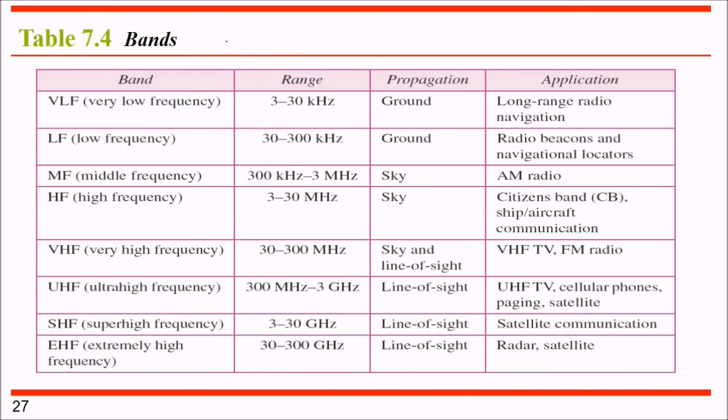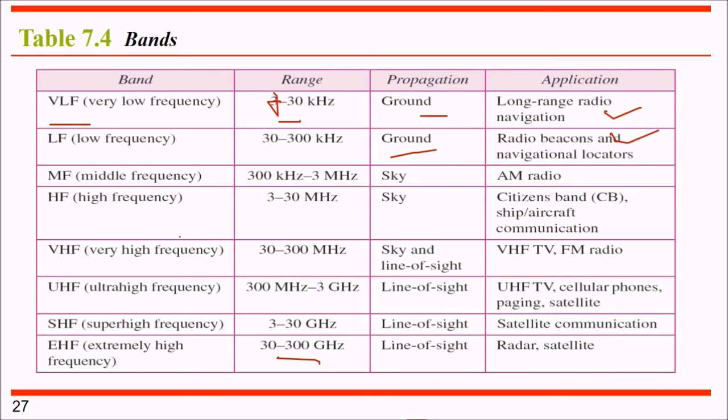These are the different bands. We can see that from 3 kilohertz it varies up to 300 gigahertz. So 3 to 30 kilohertz is very low frequency, which is for ground. Again low frequency 30 to 300 kilohertz, again ground. This is used for long range radio navigation. This is for radio beacons and navigational locators.